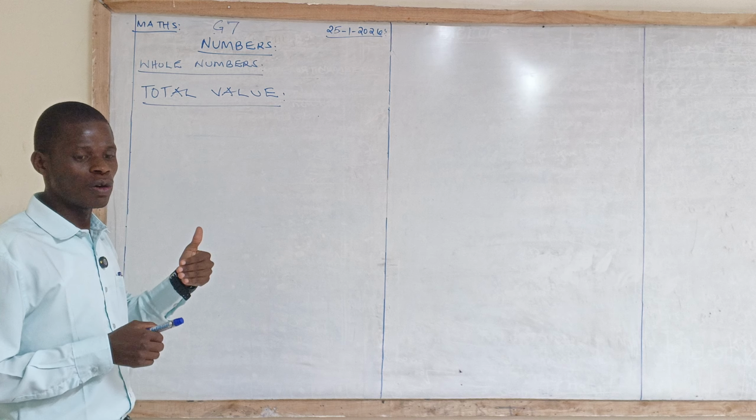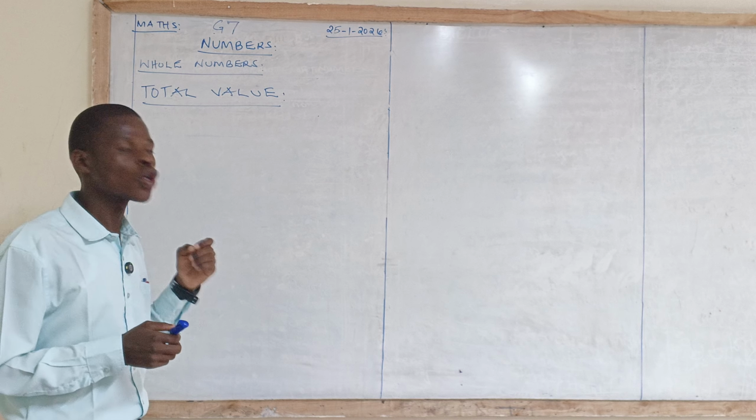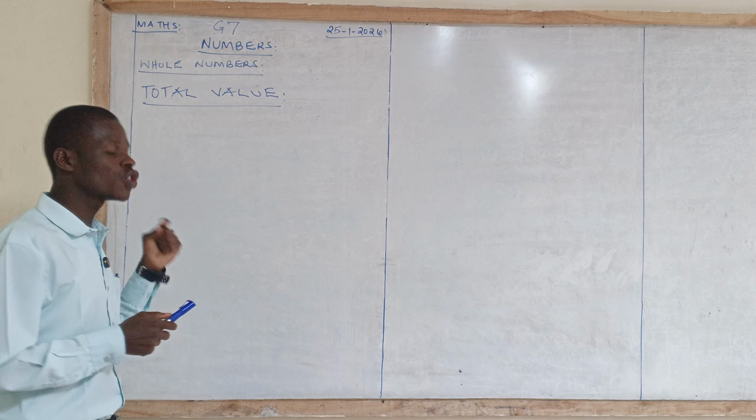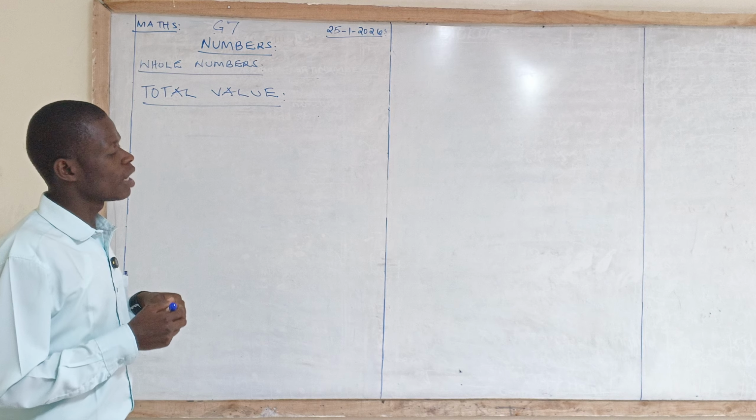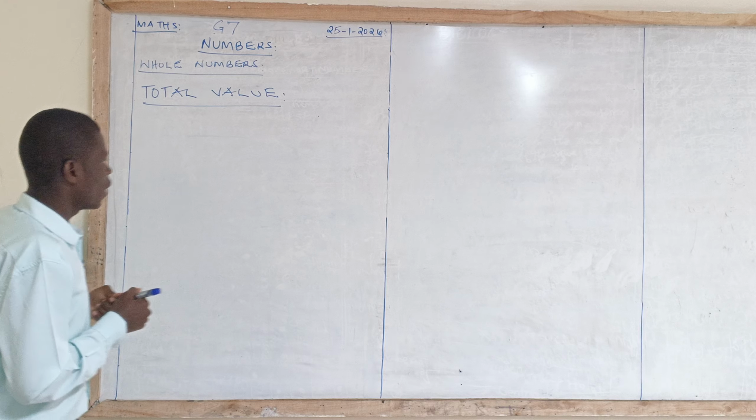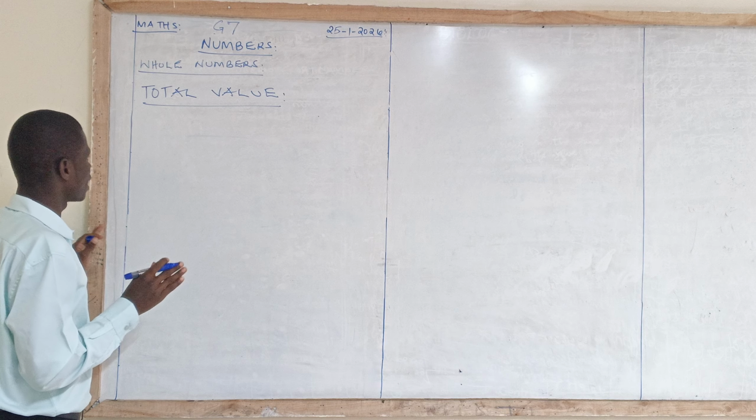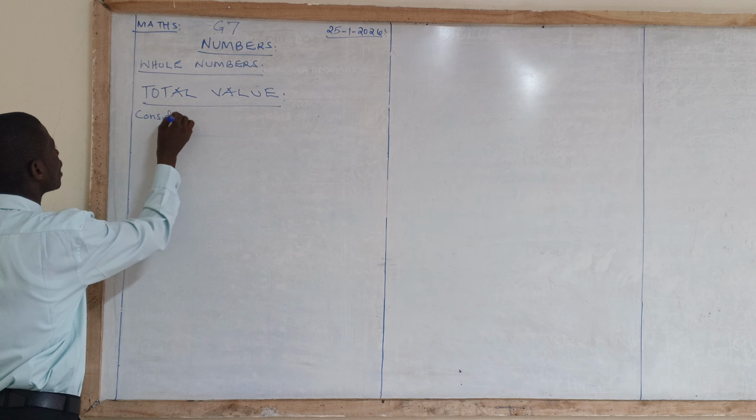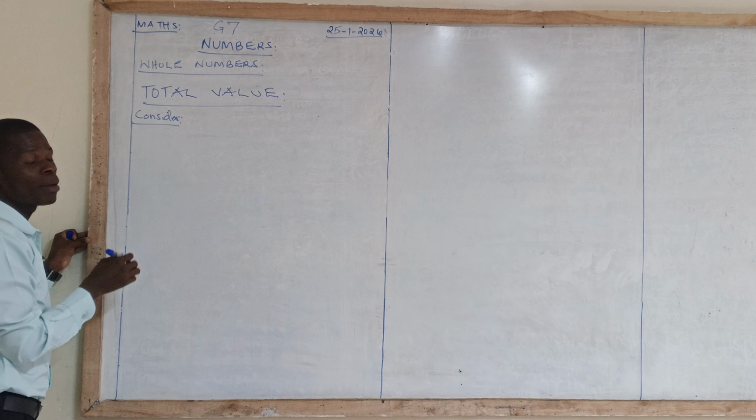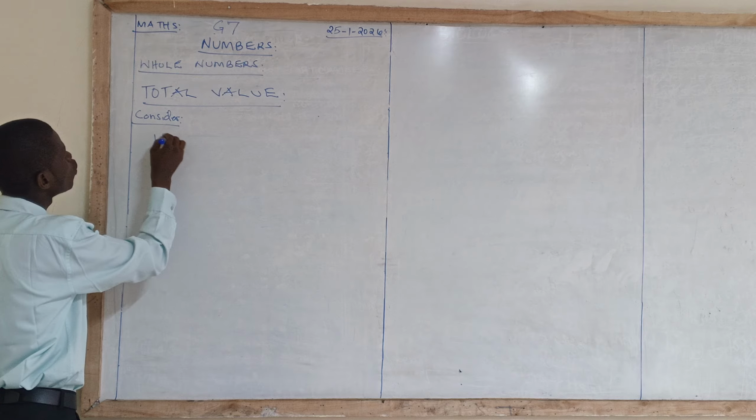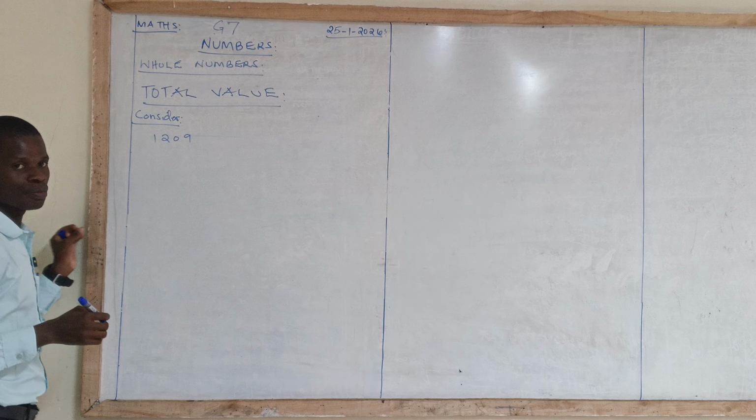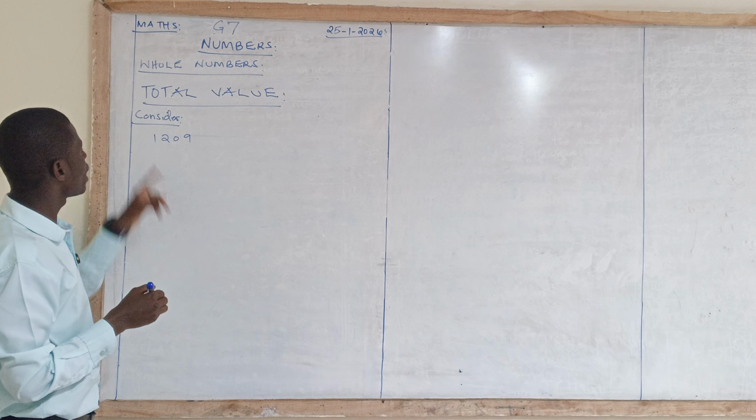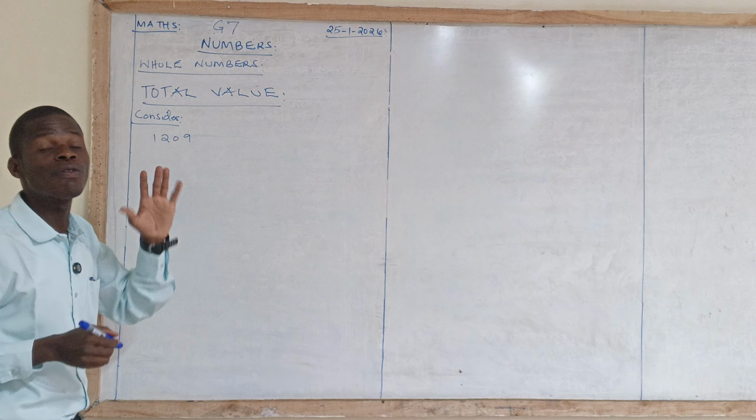And this time around, we are dealing with total value. Before we look at total value, or before we look at any example, I want you to consider a case here. We have a number here, 1,209. How many digits are here? 1, 2, 3, 4. This is a 4-digit number.